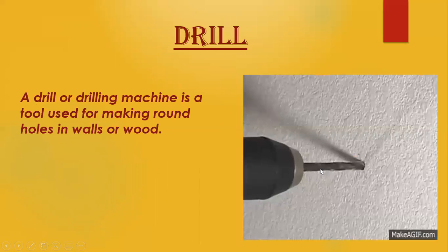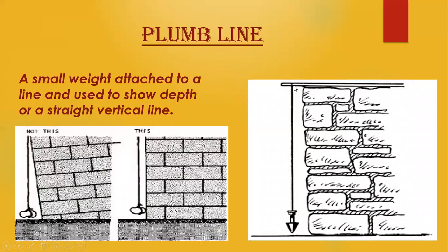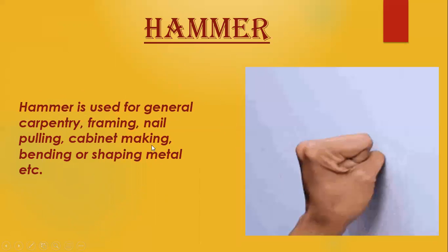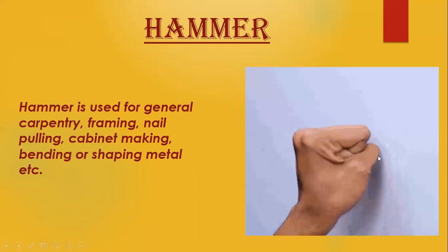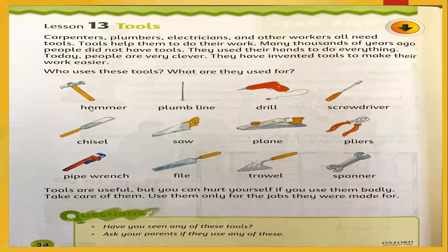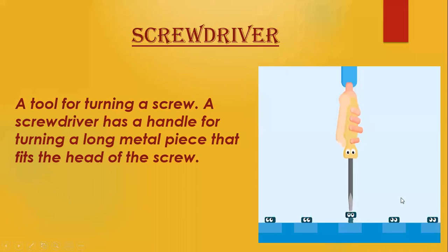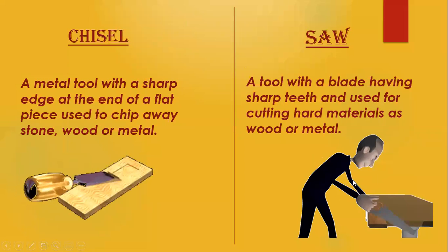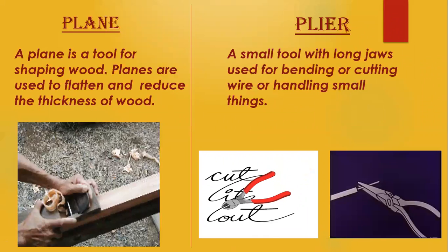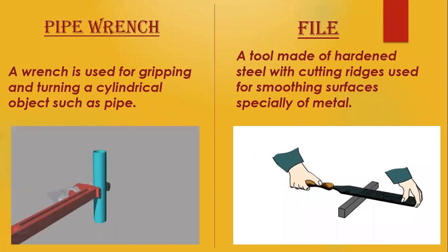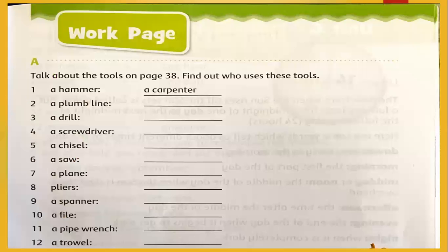drilling machine, plumb line. This thing is the plumb line. And this is hammer. As you can also see in your book pictures: hammer, plumb line, drill, screwdriver, chisel, saw, plane, plier, pipe wrench, file, trowel, and spanner. I hope you all enjoyed seeing these pictures and this animation, and I hope you understand how we use or how the workers use these things.